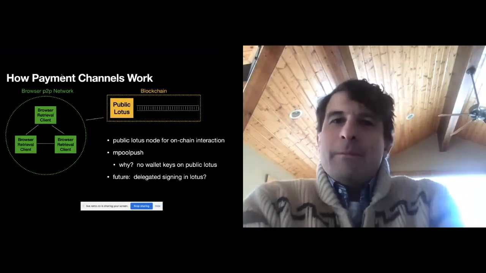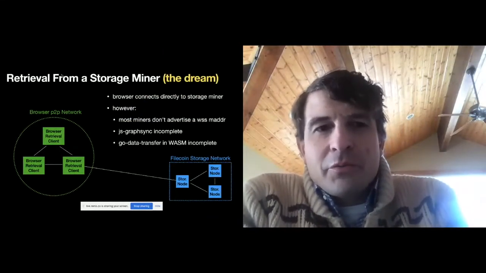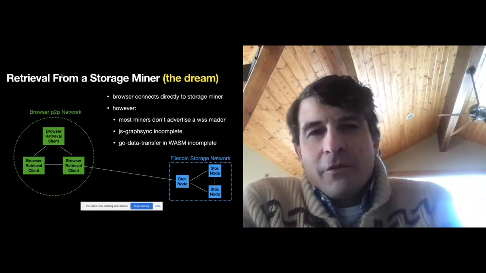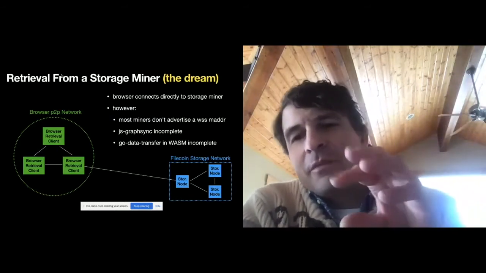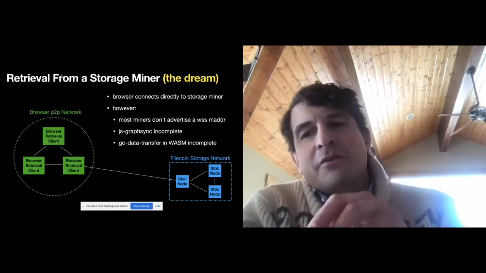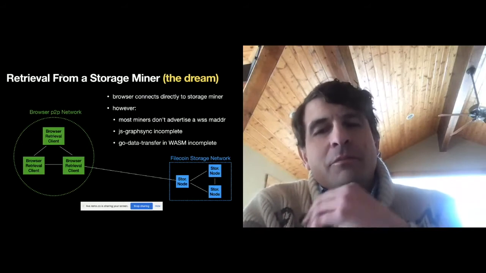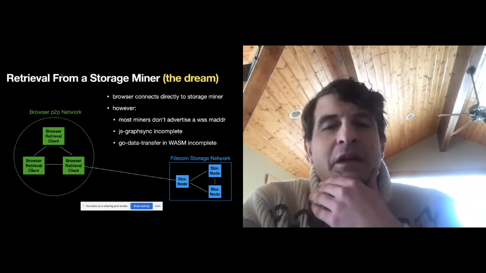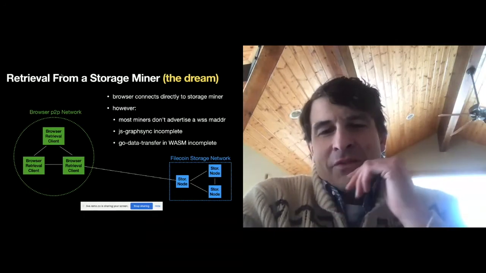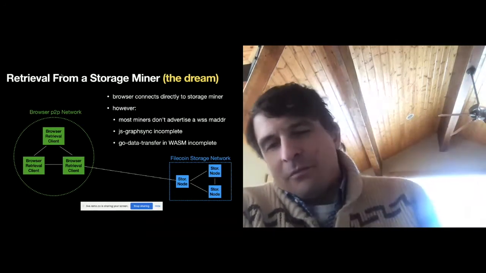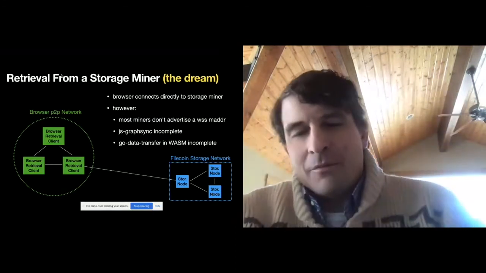Okay, now I want to talk about what turned out to be the most challenging part of the project, which was retrieval from a storage miner. So having a browser node retrieve content from a storage miner node on the Filecoin storage network. That's the blue part in the bottom right there. Here's the dream. The dream is that all of the browser nodes and all of the Filecoin storage nodes would be on the same libp2p network.